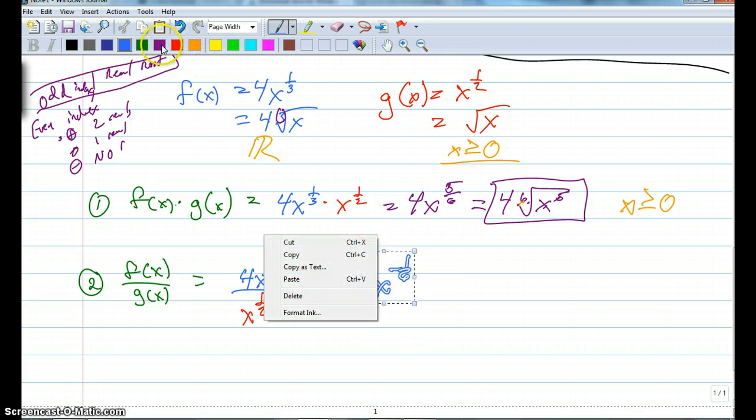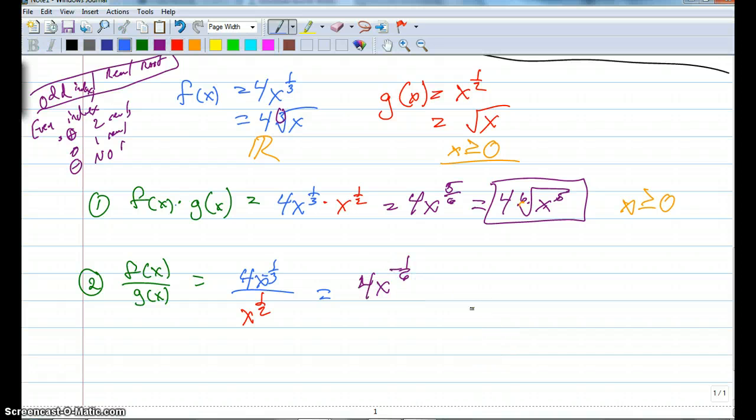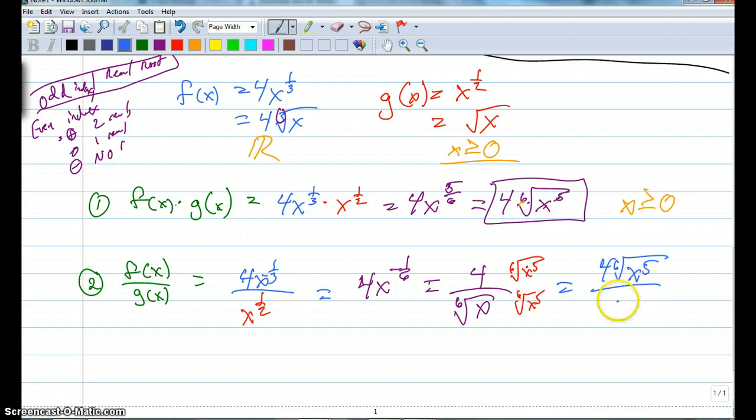Let me make that purple. I'm running out of time here. So this is 4 over the 6th root of x. But I got a radical downstairs, so I got to fix that. We're going to multiply top and bottom by the 6th root of x to the 5th. And we're going to get 4 times the 6th root of x to the 5th over x. So that's our final answer here: 4 times the 6th root of x to the 5th divided by x.